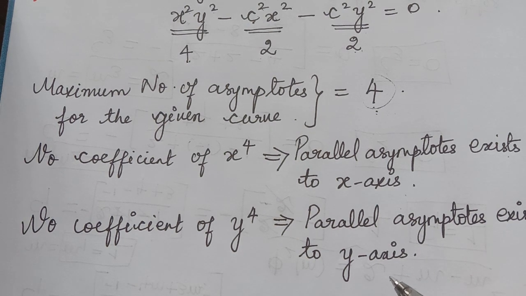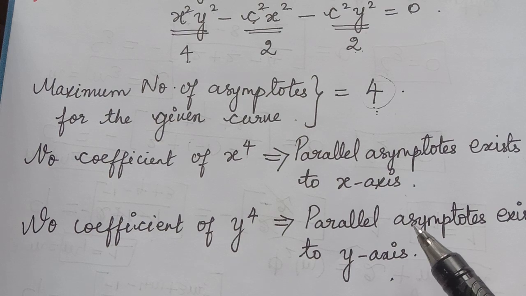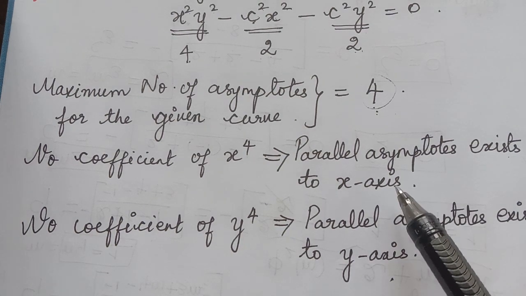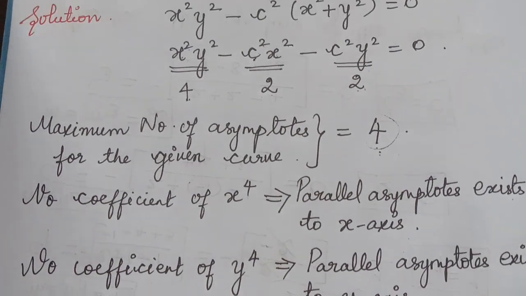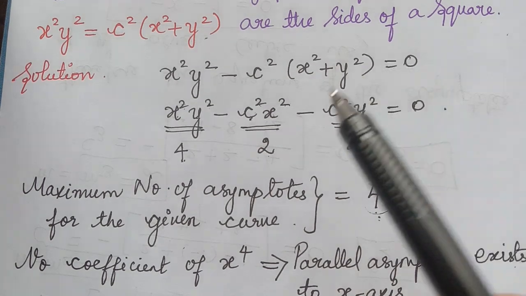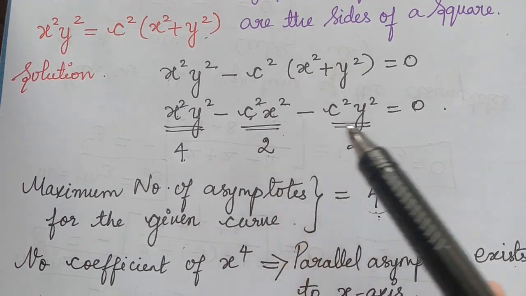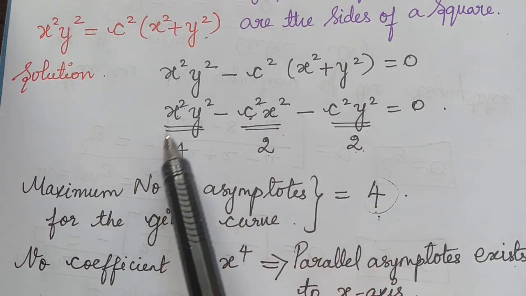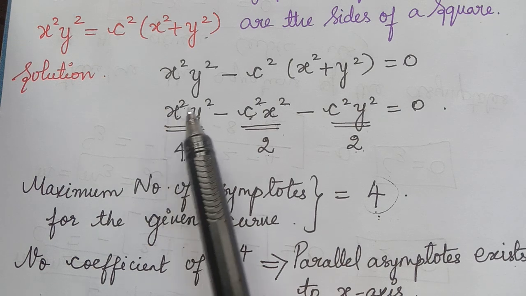Now the next step is we have to find the asymptotes. So to find the asymptote parallel to x-axis, we have to equate the highest degree of x term in the given equation to 0. What is the highest degree of x term given? It is 2 only.